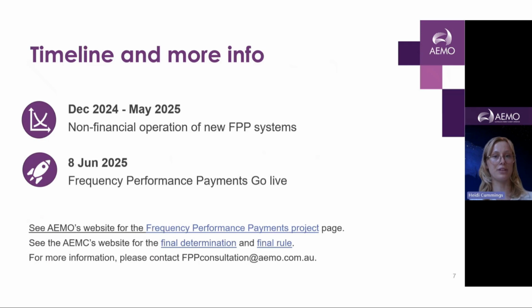Thinking now about the delivery of this initiative, I will touch briefly on the key milestones to come. From December 2024 to May 2025, there will be an extended period of non-financial operation of the new FPP system. This will allow market participants to familiarise themselves with its operation and see what FPP outcomes would result from actual performance prior to the commencement of financial flows under the scheme. The new FPP arrangements will officially go live on the 8th of June 2025.